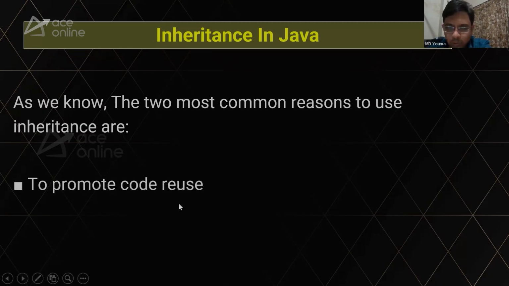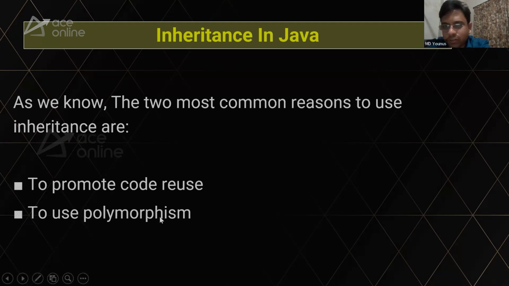One is code reusability, right? So to promote code reusability, we make use of inheritance. That's nice. So what are the other benefits? What is the other reason we use inheritance for? That's the major topic for today. So the second most important reason why we make use of inheritance is to use polymorphism. So first, let's have a quick revision about code reusability, and then our major focus for today will be on the polymorphism concept.